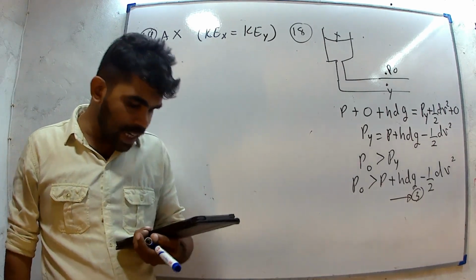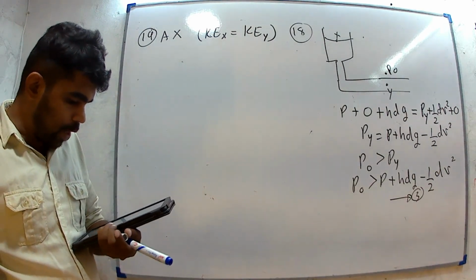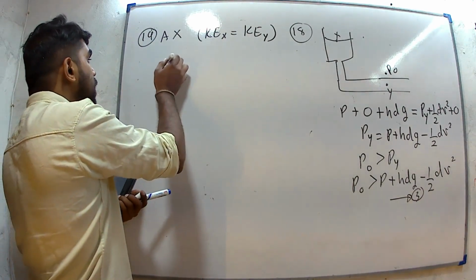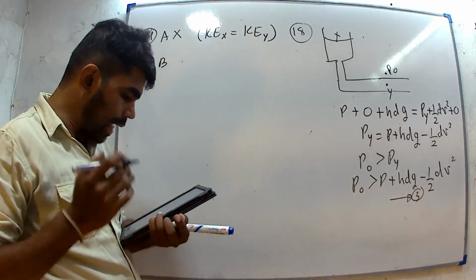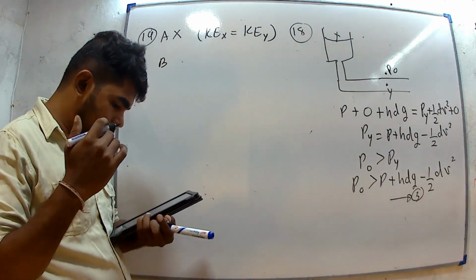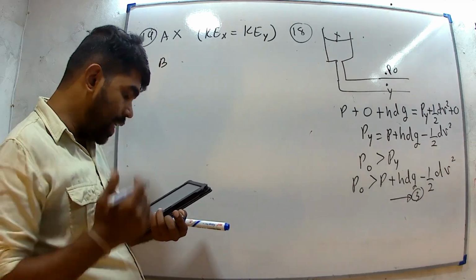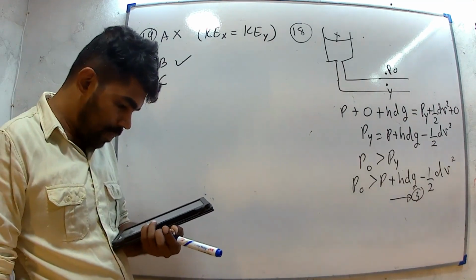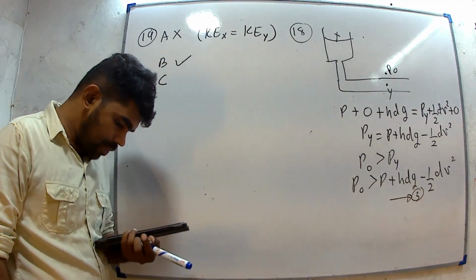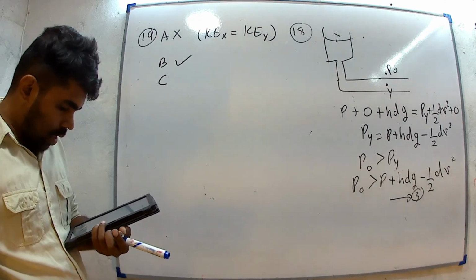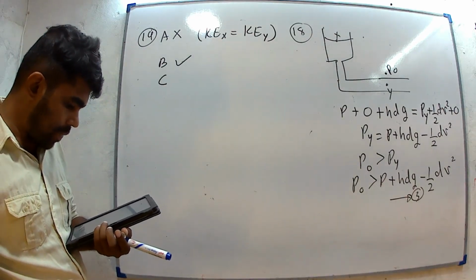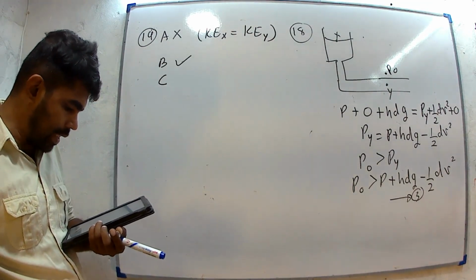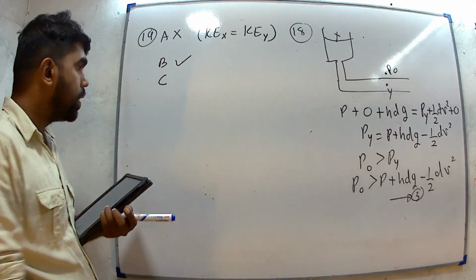When considering potential energy, we know that x is the lowest level. Therefore, potential energy at x is the smallest value, then z, and y is the highest point. So B is correct. Statement C: pressure at y less than pressure at z. Yes, we know that velocity is a higher value at y. Therefore, pressure at y is smaller than at z.